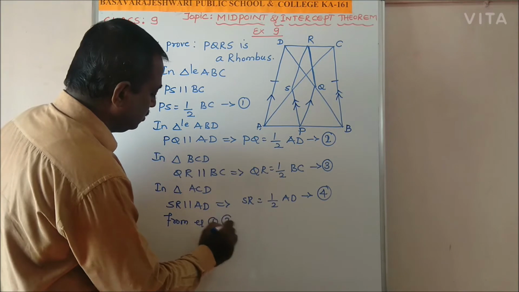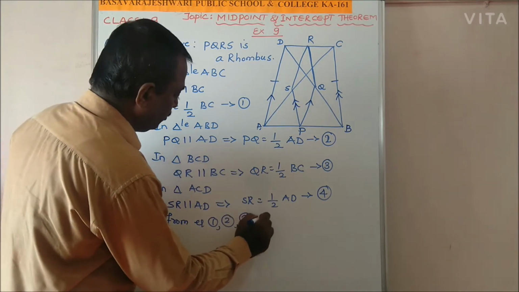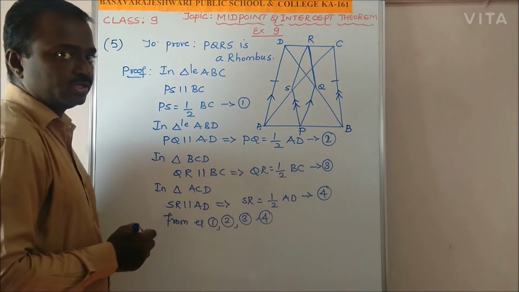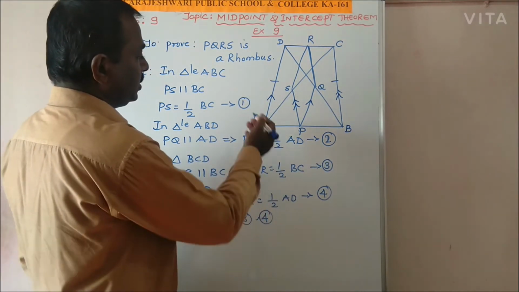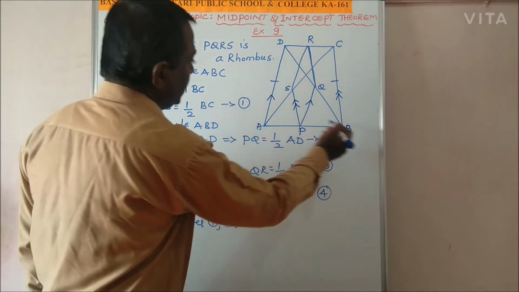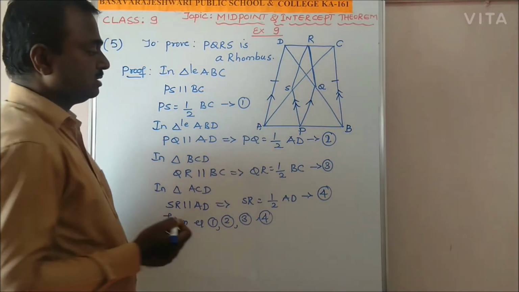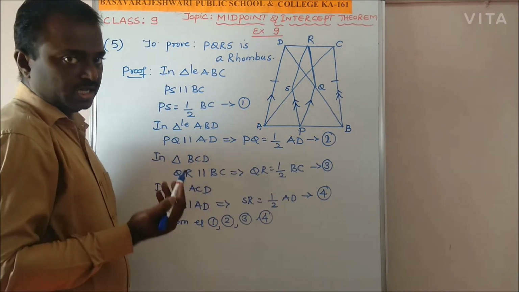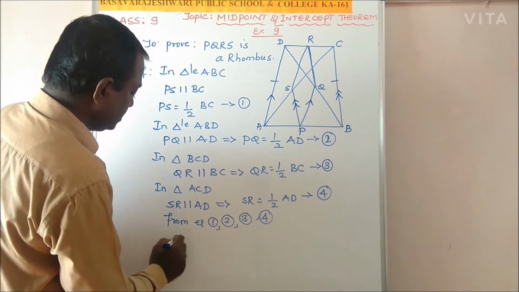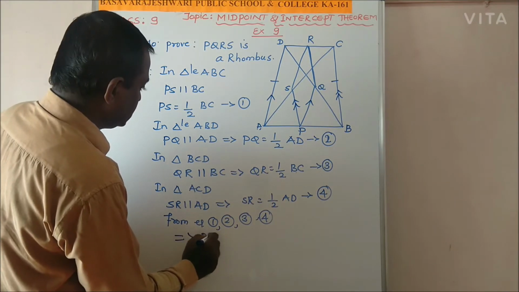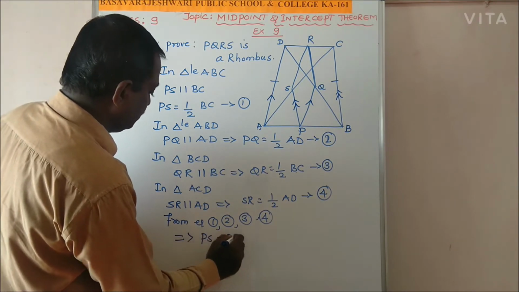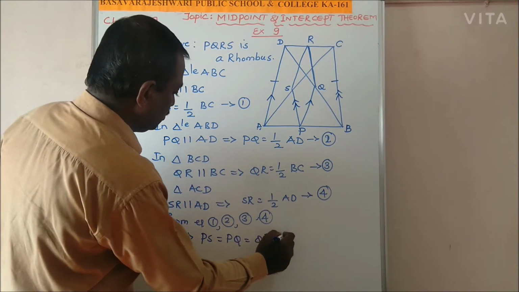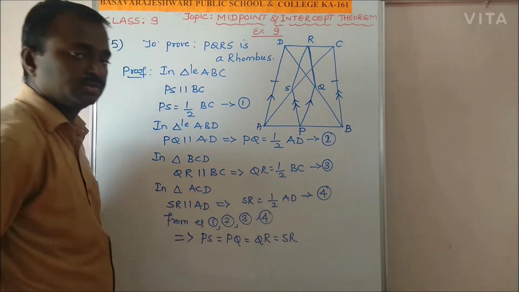1, 2, 3, 4, what do you observe? The RHS are equal. Why are the RHS equal? Because it is already given in the question that AD is equal to BC. That means they are equal. So this implies PS is equal to PQ, PQ is equal to QR, and QR is equal to SR.